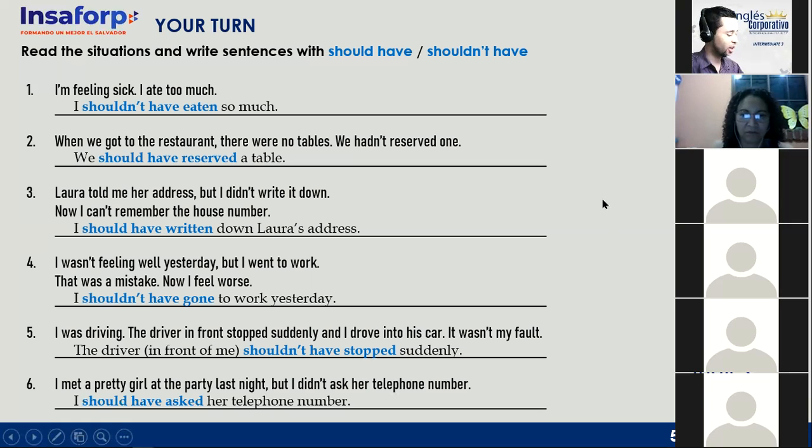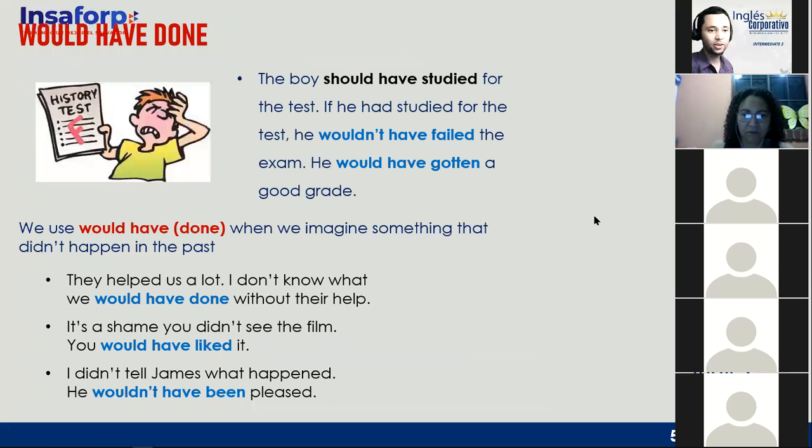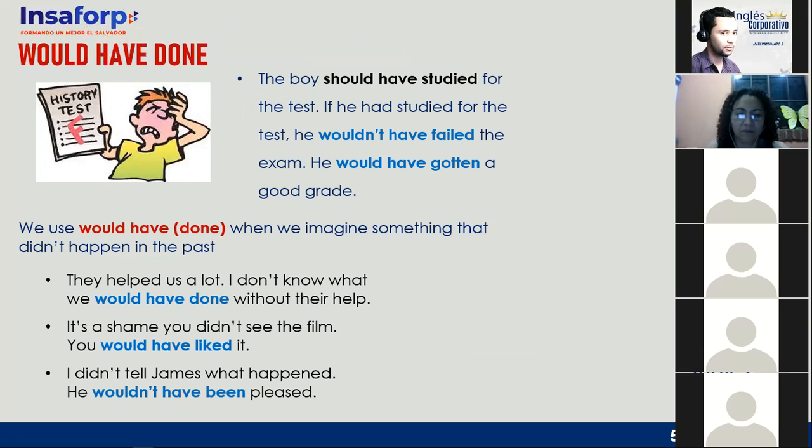We're going to continue now because we don't have much time. Now we have this, would have done. Se movió el título ahí. Permítame que lo arreglo. Let's see. Okay, would have done.